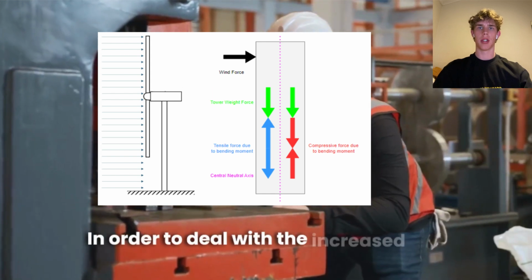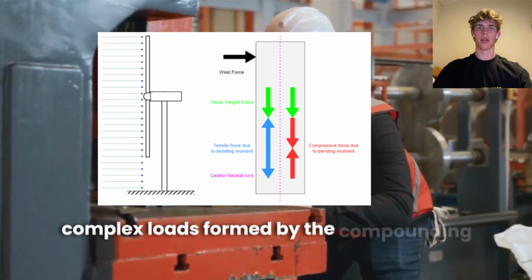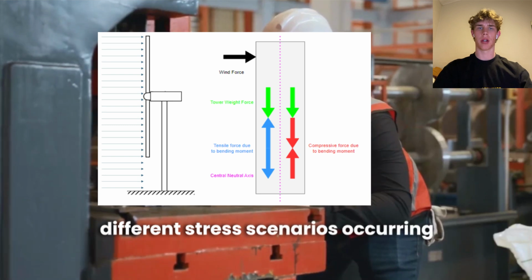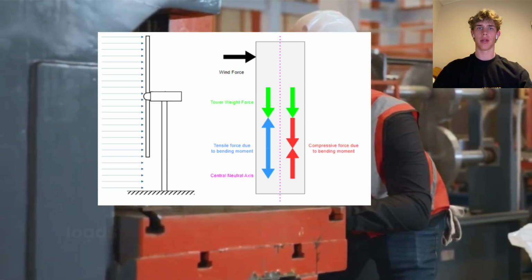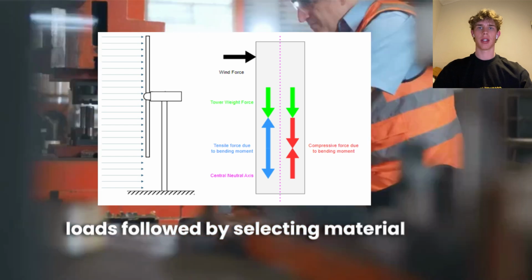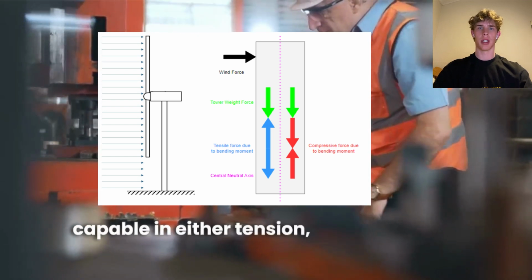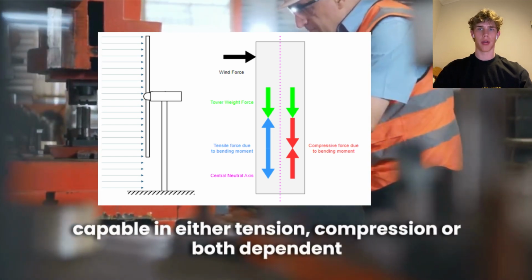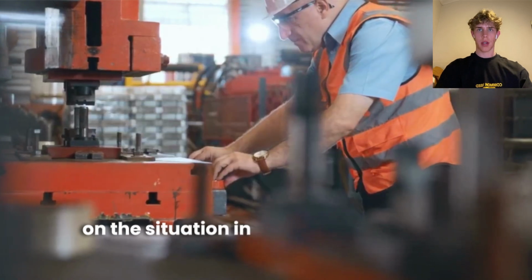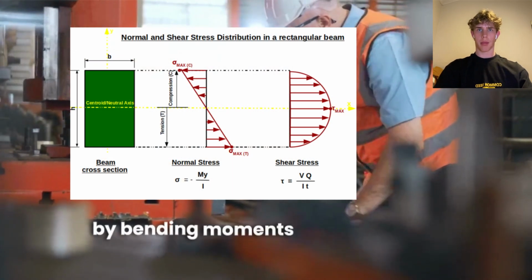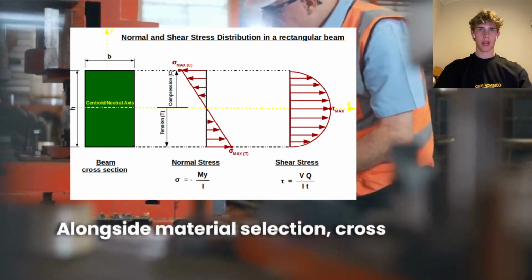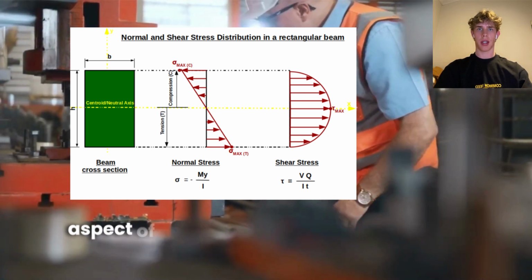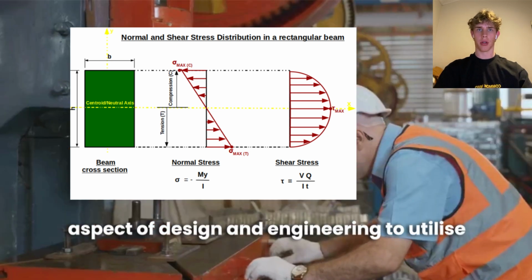In order to deal with the increased and complex loads formed by the compounding of these different stress scenarios occurring simultaneously, it is ever more critical to perform calculations of the total loads, followed by selecting material that is extremely capable in either tension, compression, or both, dependent on the situation. In managing the forces generated by bending moments within the wind turbine's components, alongside material selection, cross-sectional geometry is another key aspect of design and engineering to utilise.